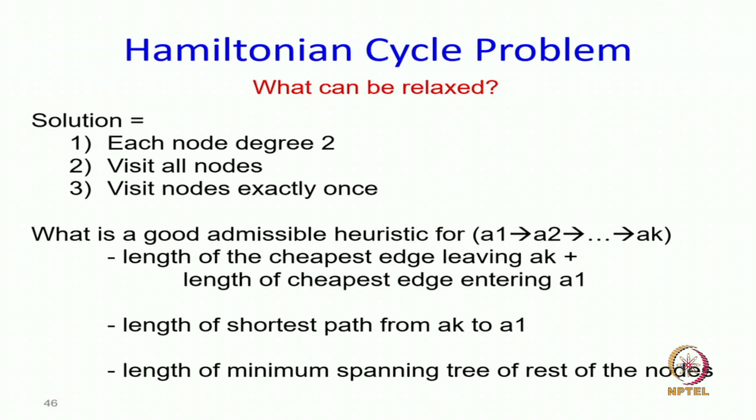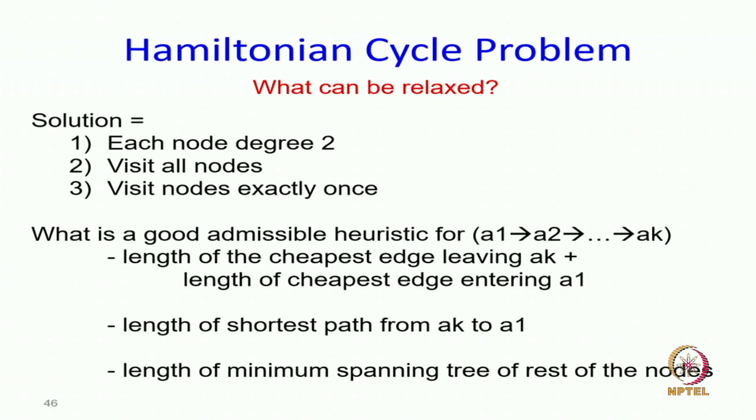Now, would this minimum spanning tree be an admissible heuristic of the original problem? What is it saying? It is saying visit all nodes. Yes, but should all nodes have degree 2? No. Should all nodes be visited exactly once? Well, it is a tree, so there is no notion of visiting per se. So, not exactly. But will the original solution, the path from AK to A1, also be a solution in the minimum spanning tree problem?